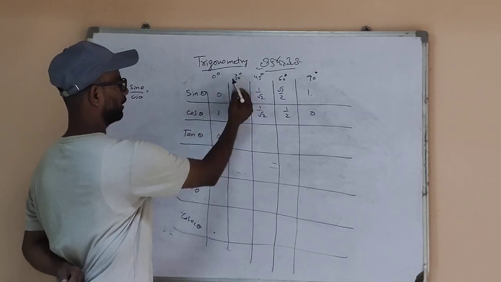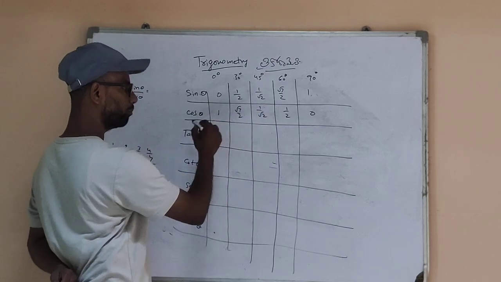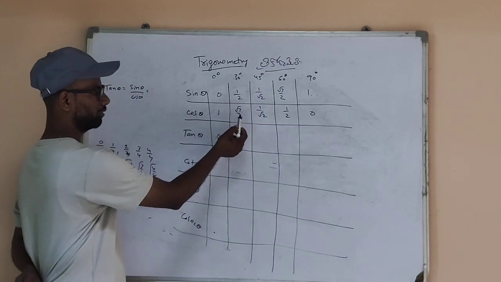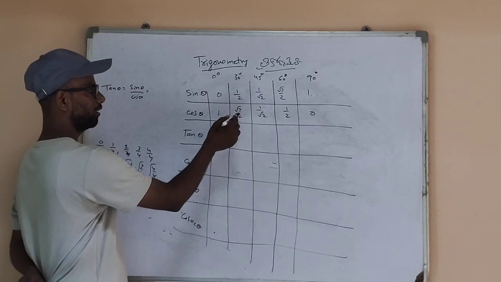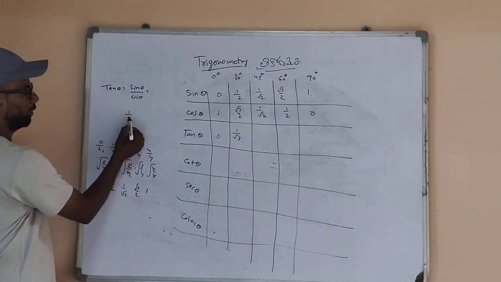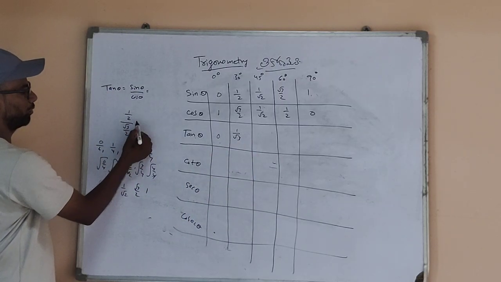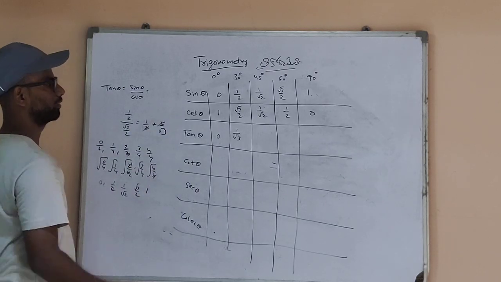Next, tan 30 degrees: sin 30 by cos 30. So 1/2 by root 3/2. The denominator part will get reciprocated, and we will get 1/root 3 after cancelling. How? 1/2 by root 3/2 is equal to 1/2 into 2/root 3. The 2 gets cancelled, so 1/root 3.